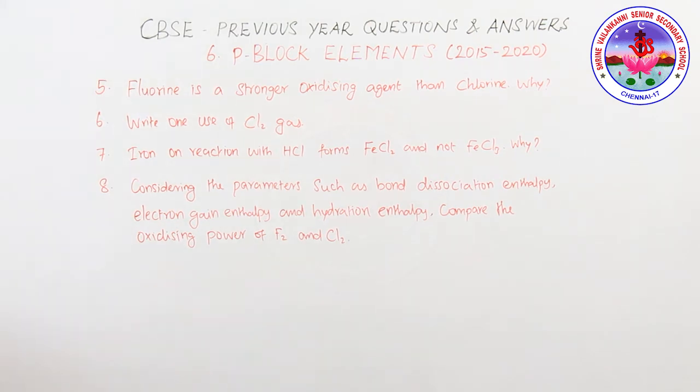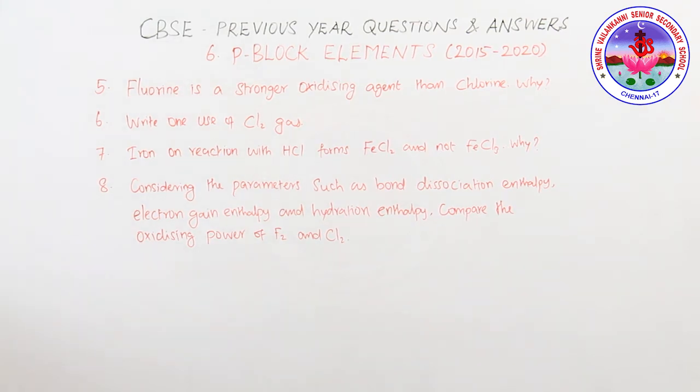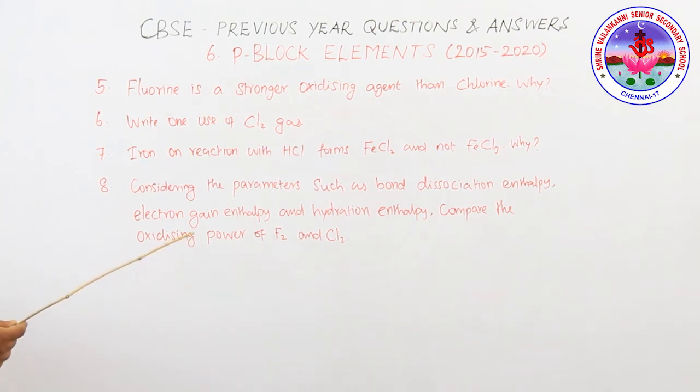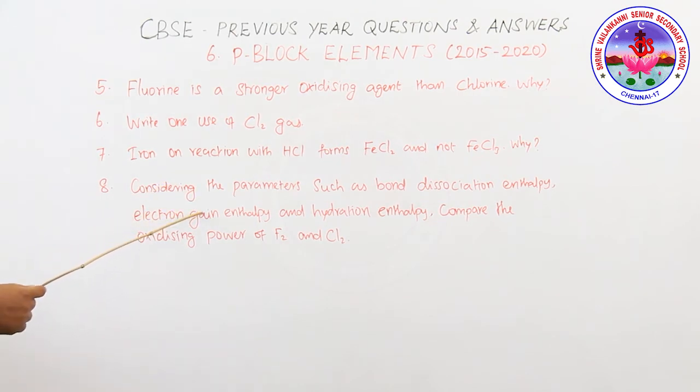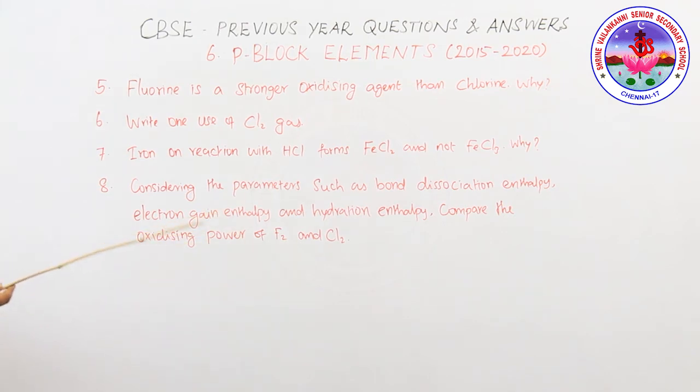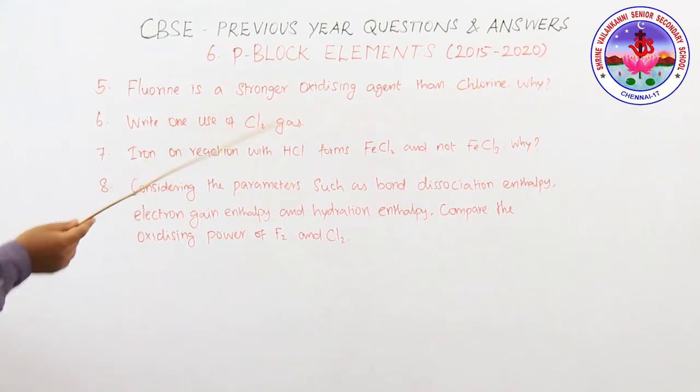Okay, so here electron gain enthalpy. First, in the electron gain enthalpy, fluorine has a less electron gain enthalpy than chlorine. According to that table, you can see that. Then next, fluorine has a lower bond dissociation enthalpy than chlorine. So the first answer is fluorine has less electron gain enthalpy than chlorine. Then the next one is it has lower bond dissociation enthalpy than chlorine.